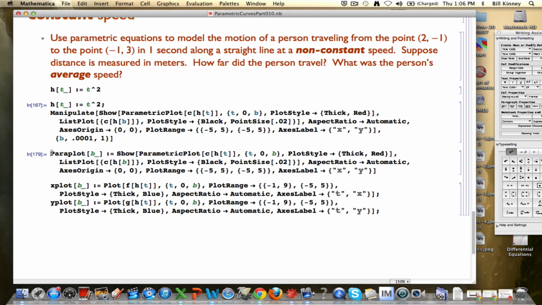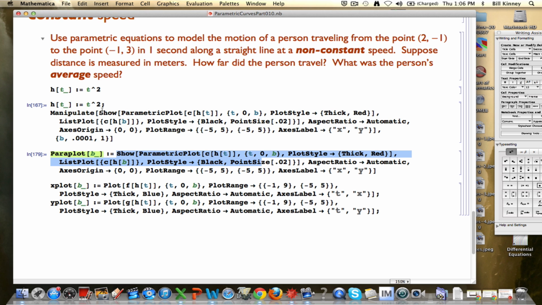One thing that I did was I used Mathematica in a neat way. I created a new command that I called paraplot and thought of as a function of b, where b is going to be the animation parameter for the Manipulate like I had up here. If that's confusing, watch some old videos.